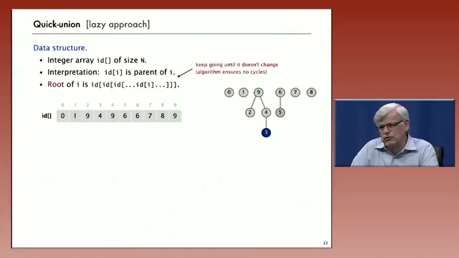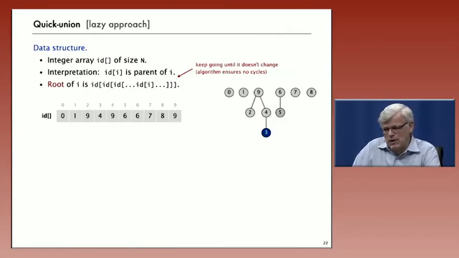All right, so quick find is too slow for huge problems. So how are we going to do better? Our first attempt is an alternative called quick union. This is a so-called lazy approach to algorithm design, where we try to avoid doing work until we have to. It uses the same data structure, an array ID with size n, but now it has a different interpretation.